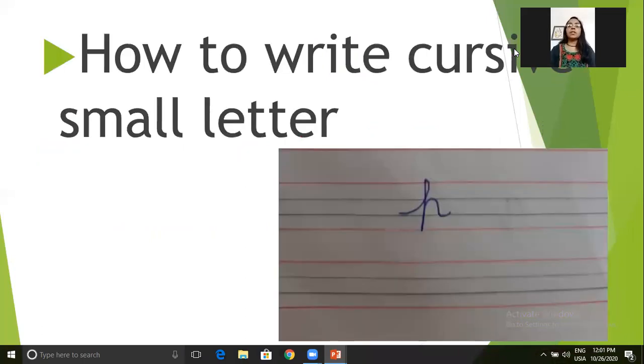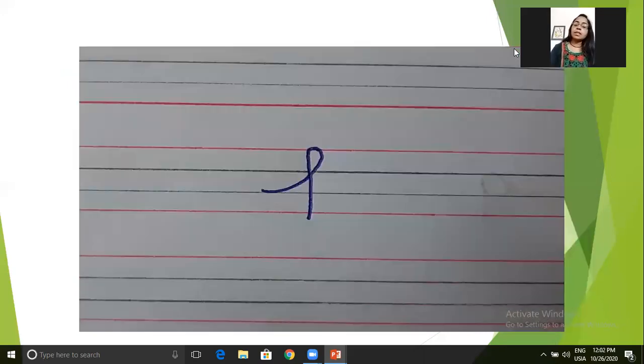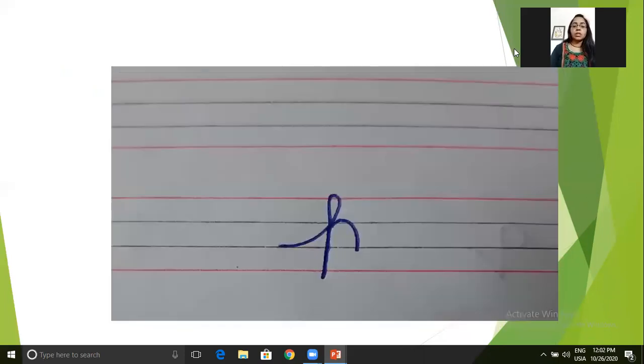Cursive. Today we are going to learn how to write cursive small letter p. Okay, this you will be doing in your workbook. You'll be starting from the third line, touch the top line in a slanting way from down to up. Again in the same way, start from the third line, touch the top line, make a small curve, come down straight, touch the bottom line.